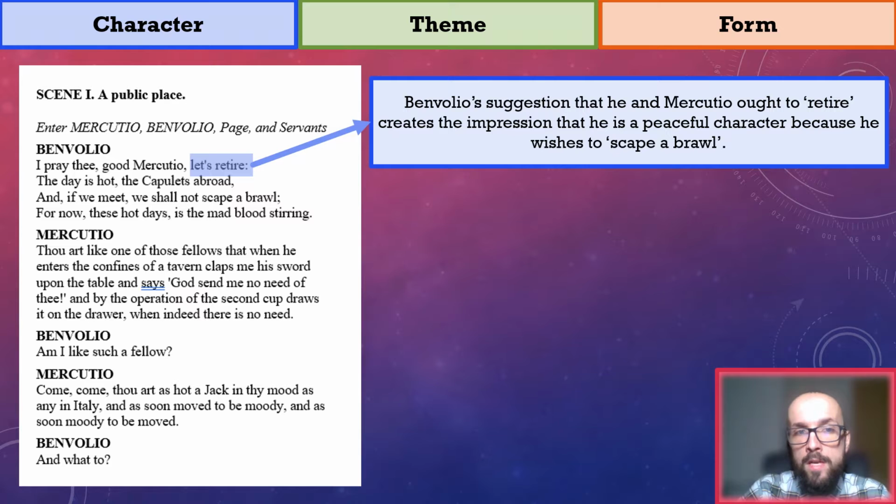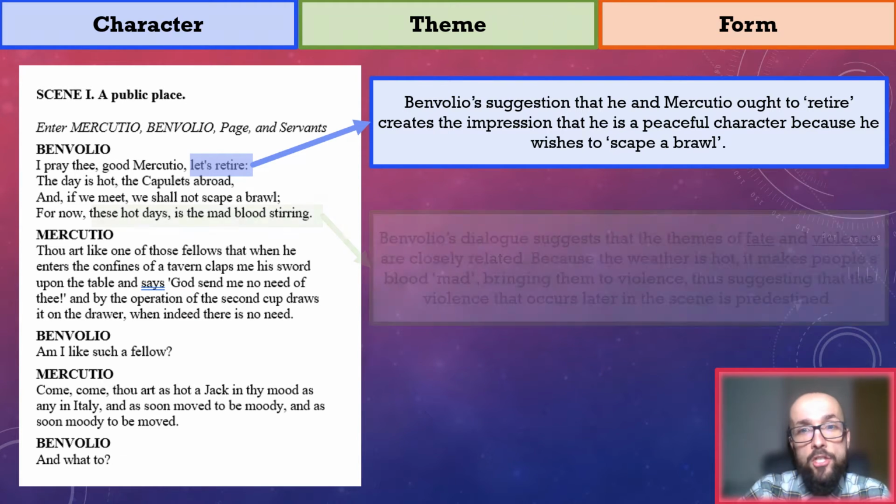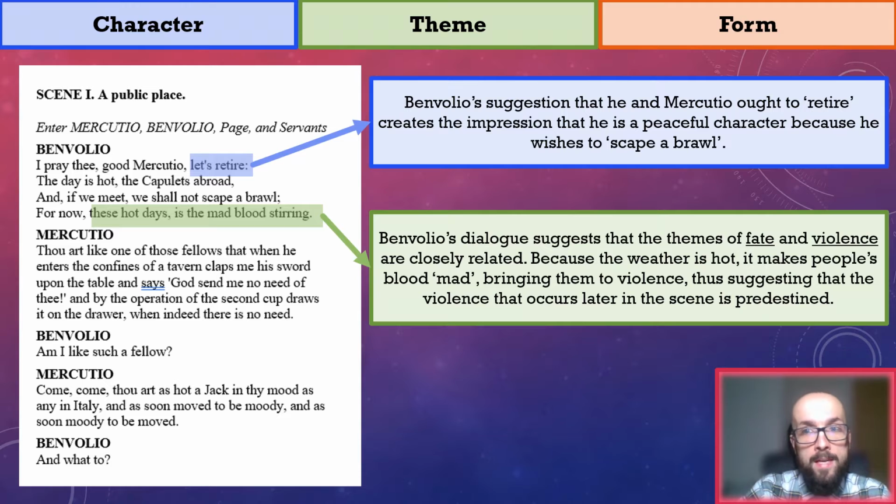Furthermore, when Benvolio muses that on hot days the mad blood is stirring, Shakespeare creates the impression that the themes of fate and violence are closely related, for Verona's warm weather on the day of Act 3, Scene 1, and the violence this triggers, appears to make the bloodshed of the rest of the scene appear predestined.